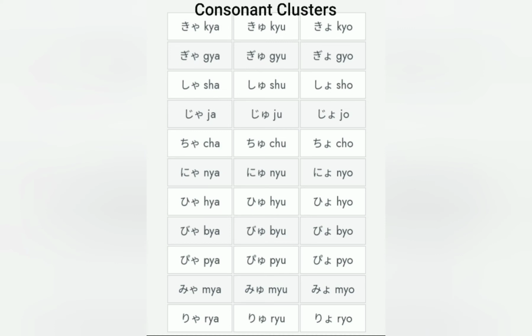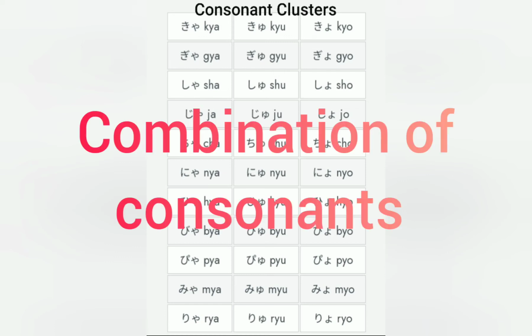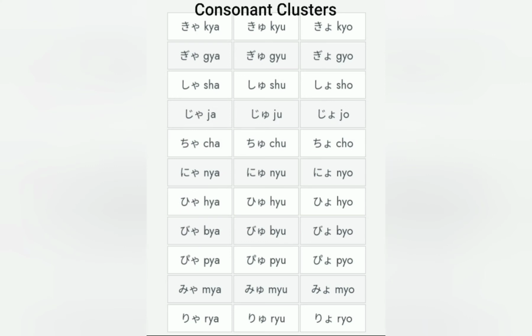Additional characters are added in the Japanese syllabary, and they are called consonant clusters. If consonant letters are combined with another consonants, they are called consonant clusters. Let's practice the following consonant clusters. Kya, kyu, kyo. Gya, gyu, gyo. Sha, shu, sho. Ja, ju, jo. Cha, chu, cho. Nya, nyu, nyo. Hya, hyu, hyo. Bya, byu, byo. Pya, pyu, pyo. Mya, myu, myo. Ya, yu, yo.